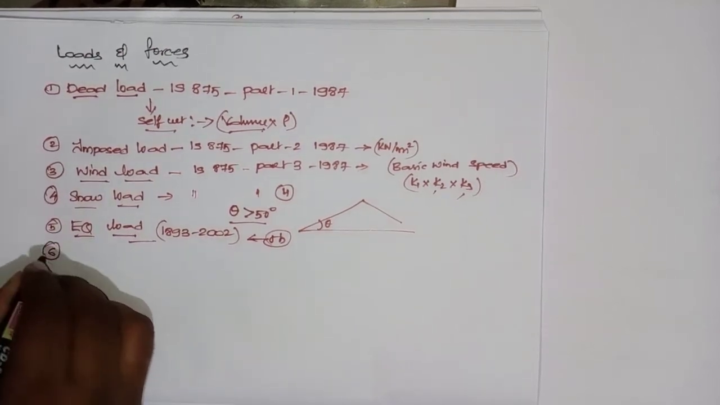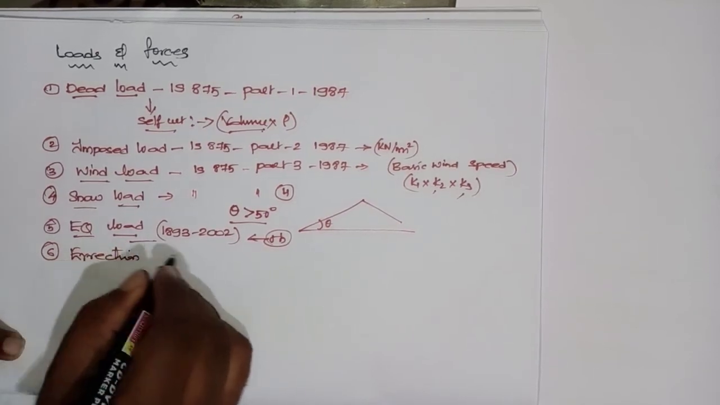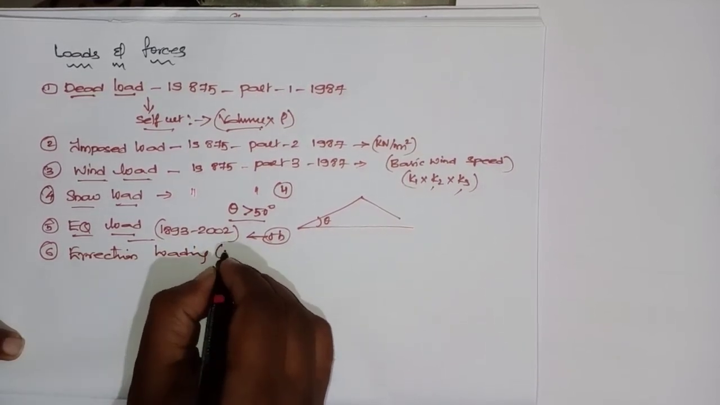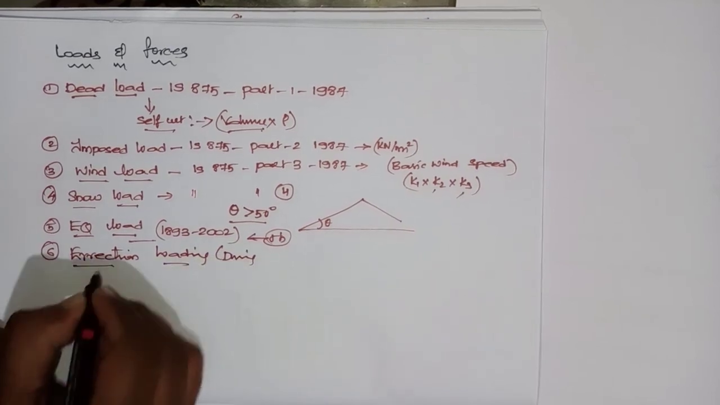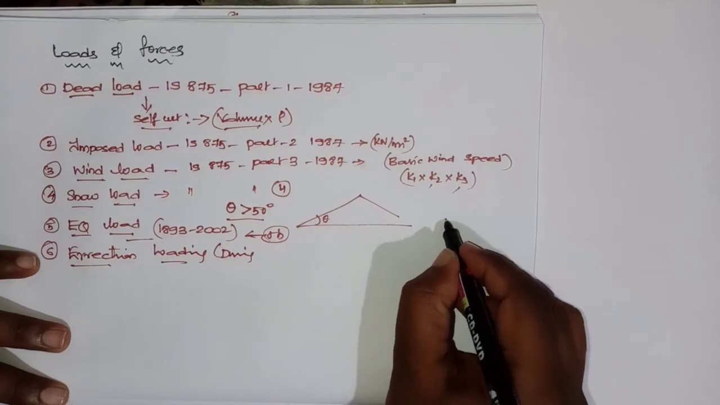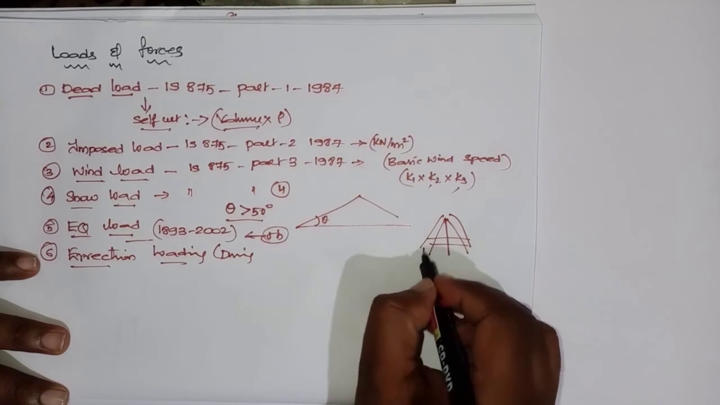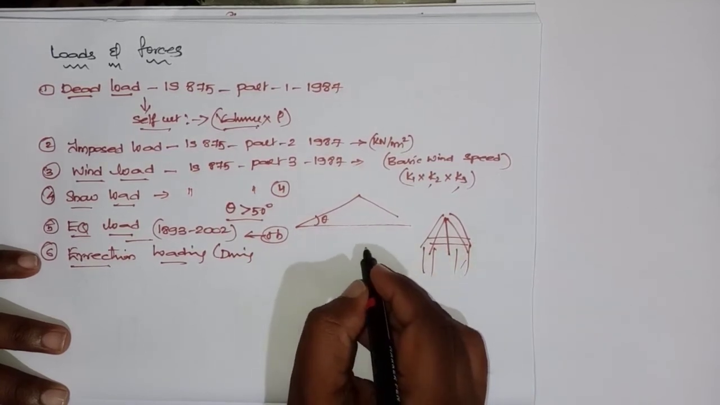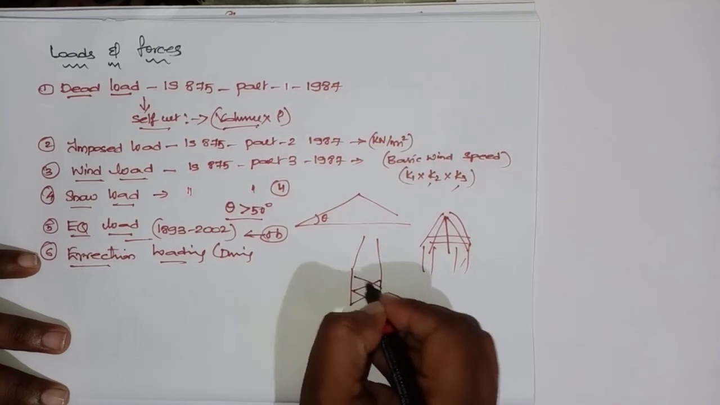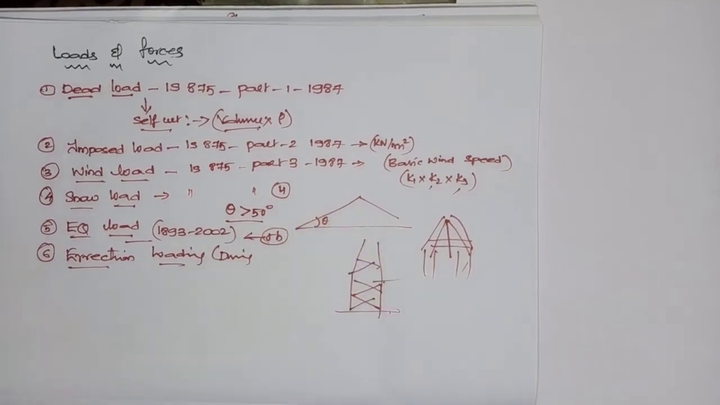What is the next one? Erection load. Erection means at the time of execution. We call it erection loading. This is what we consider during construction. Suppose I am going to construct a high tension tower, which means a heavy structure. You will be constructing like this. Up to some extent it is easy, but beyond that, what you have to do?